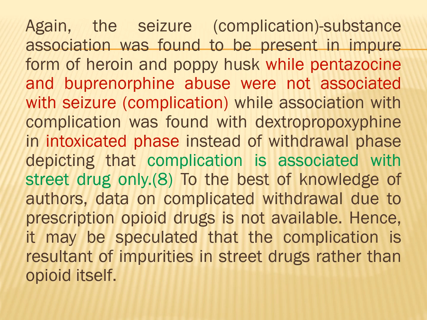Now, what happens is that the persons who were abusing pentazocine or buprenorphine as a pharmaceutical agent were not associated with seizure. In this case report, seizure is not found, while association with complication was found with dextropropoxyphene in the intoxicated phase. There was a citation of complication, but the person was in the intoxicated phase, not in the withdrawal phase, depicting that complication is associated with street drug only. Quotation 8. So finally, we wrote that to the best of the knowledge of the authors, data on complicated withdrawal due to prescription opioid drugs is not available. Hence, it may be speculated that complication is the result of impurities in street drugs rather than the opioid itself. This was the final conclusion.